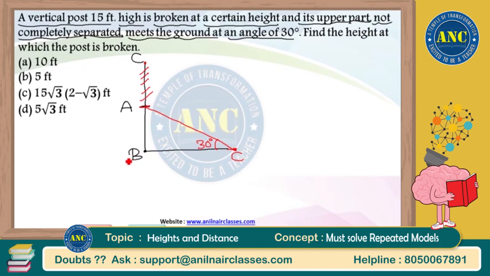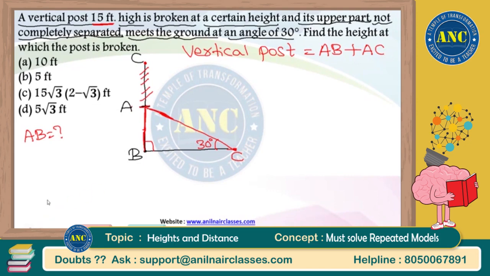Find the height at which the post is broken. That means the AB value, this particular height at which the post is broken. This AB value is what we are interested in finding in this question. Now think a little logically, sir. The vertical post is given as 15 meters high according to the question. What is the vertical post totally? AB is also a vertical post, and this AC is also a vertical post. The same AC is broken and it is coming like this to meet the ground. So AB plus AC totally is nothing but the vertical post.